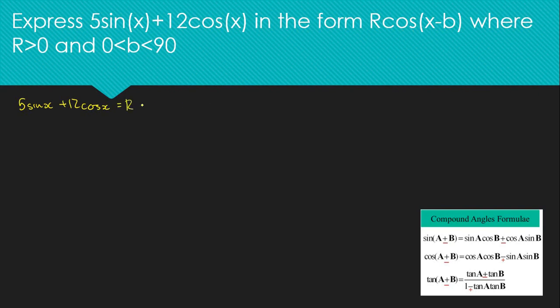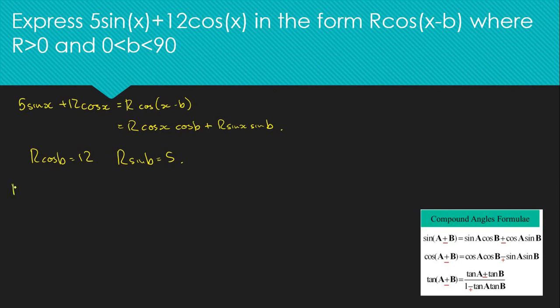That's going to be r cos of x minus b, which is r lots of cos x cos b. If it's minus, then we're going to need a plus in there, plus r sine x sine b. By comparison, you can see that the cos thing matches against this cos thing, and so r cos b must equal 12. That's the cos x thing cancelling out, and we've got r sine b must equal 5.